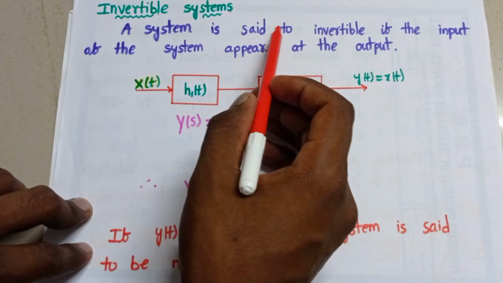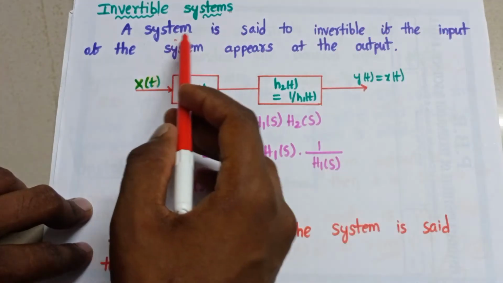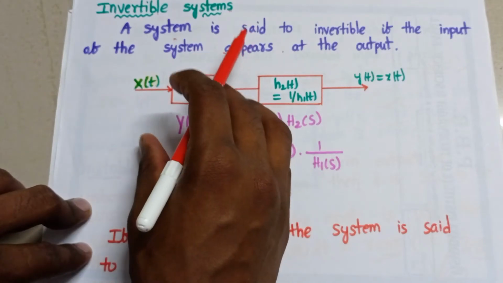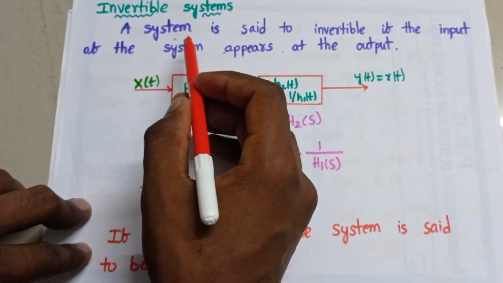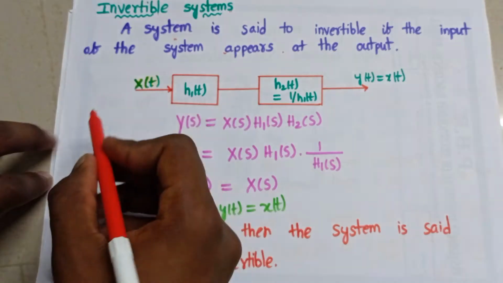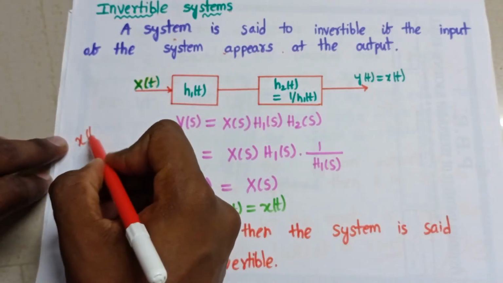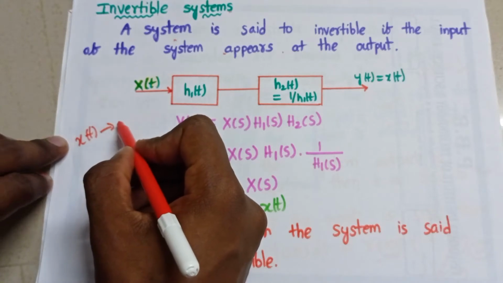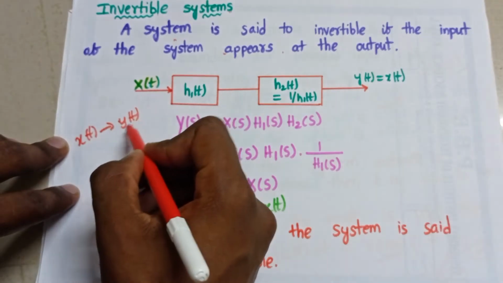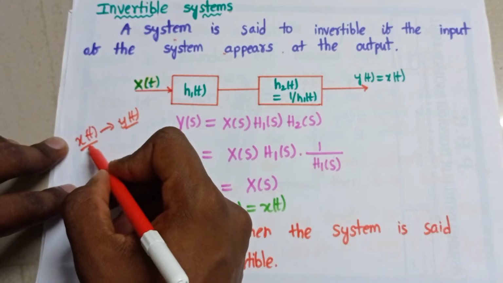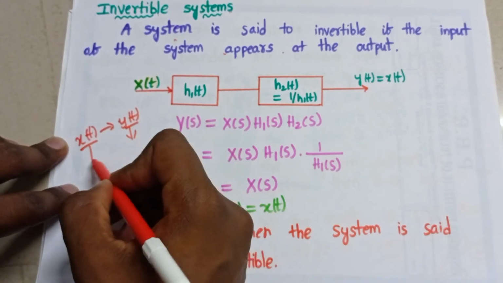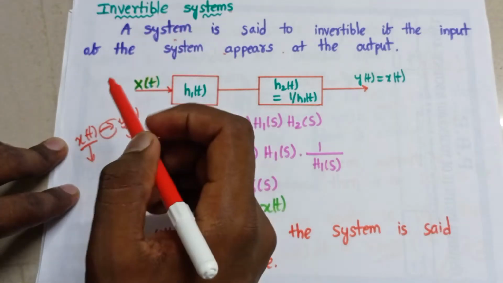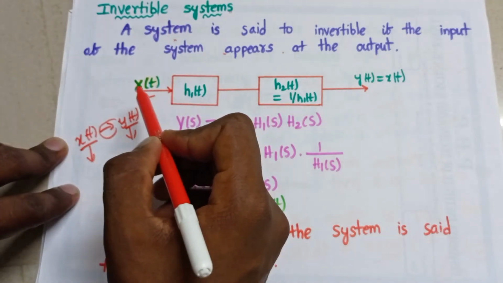A system is said to be invertible if the input of the system appears as the output, which means a system having both input and output the same. Suppose x of t is the input of the system and y of t is the output. If x of t and y of t are the same, then that type of system is known as an invertible system.